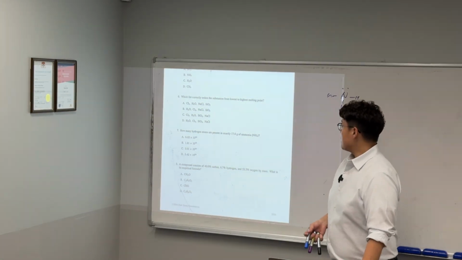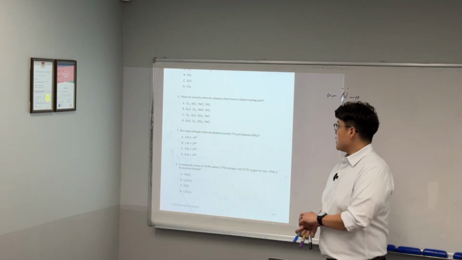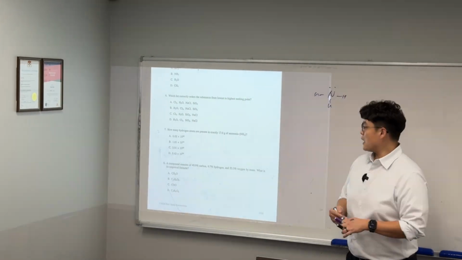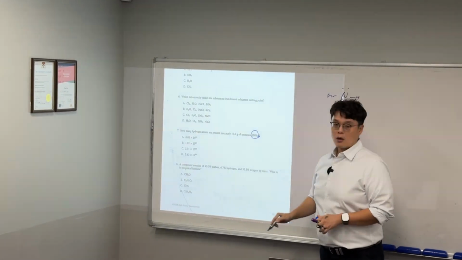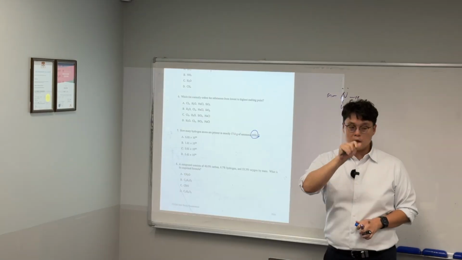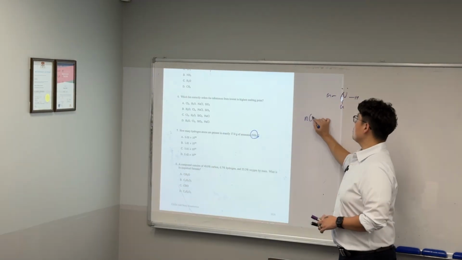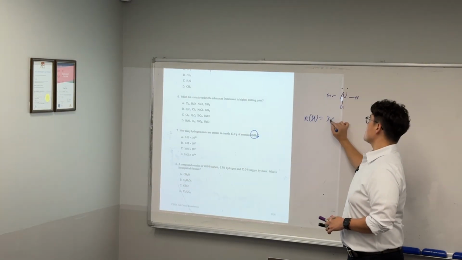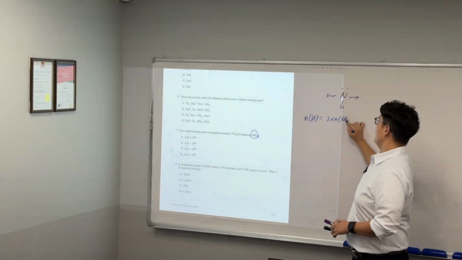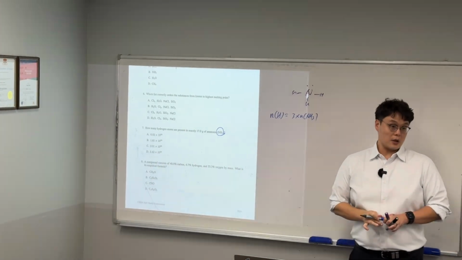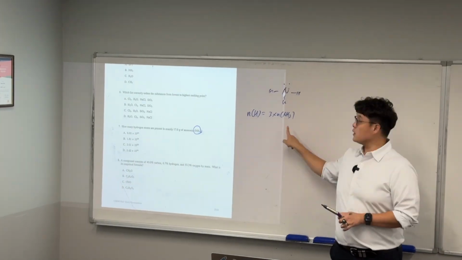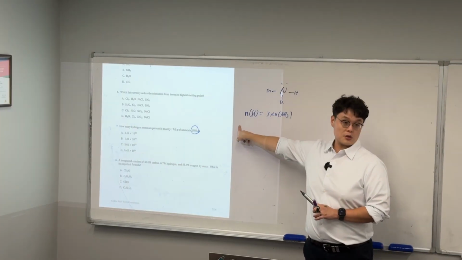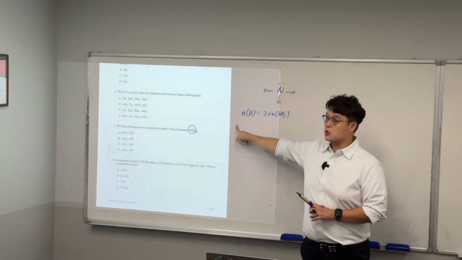We have given 17 grams of ammonia. So how many hydrogen atoms? One thing you have to understand: 1 ammonia has 3 hydrogens. So n of the hydrogen is 3 times n of the ammonia. Understood? If I have 1 ammonia, I have 3 hydrogens. That's how we're going to do the mathematical terms too.